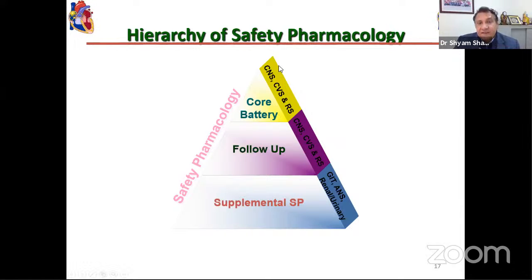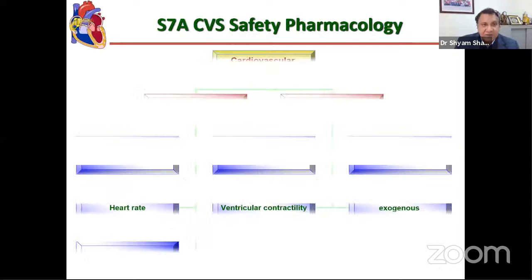Follow-up studies: if there is any cause of concern in the core battery study, then you need to do follow-up studies, like CNS and cardiovascular, for the in-depth studies. And some of the organ systems were not covered because these were only the vital organ systems. Supplemental safety pharmacology, like GI, ANS, renal, urinary, and other systems like the immune system, can be done in supplemental safety pharmacology studies. Like suppose celecoxib is causing GI damage, you can do safety pharmacology as supplemental studies.